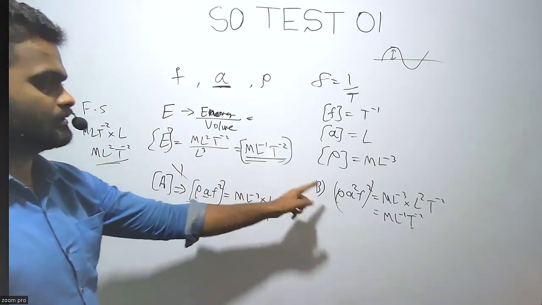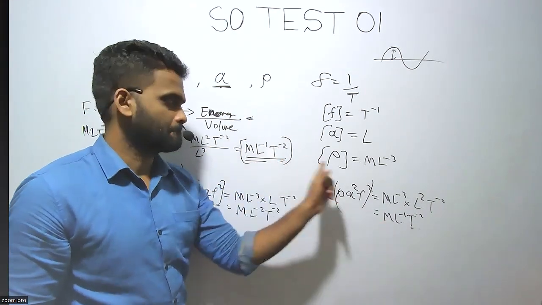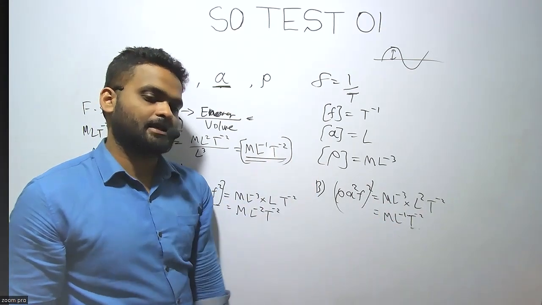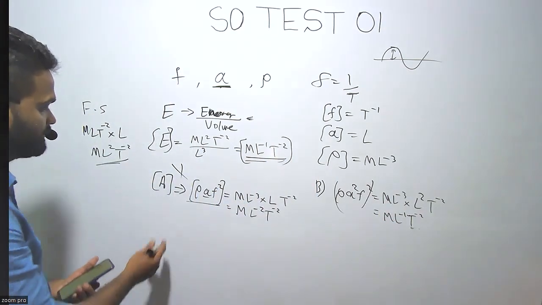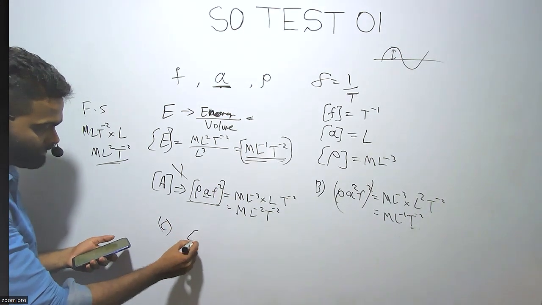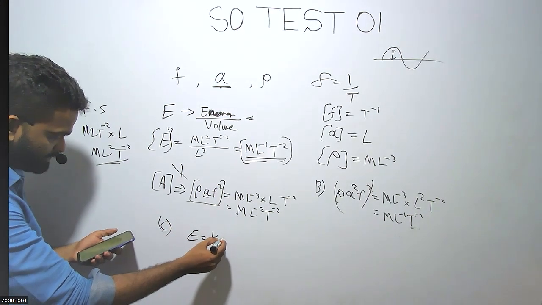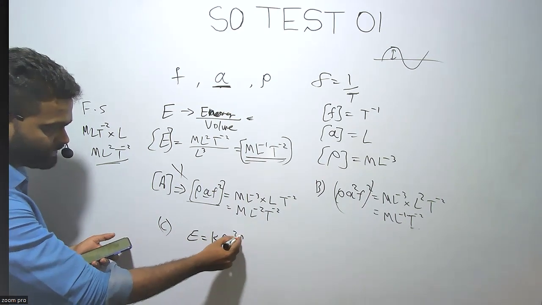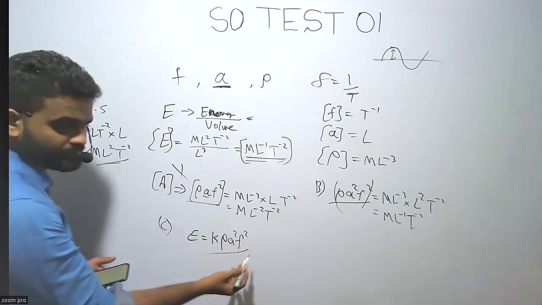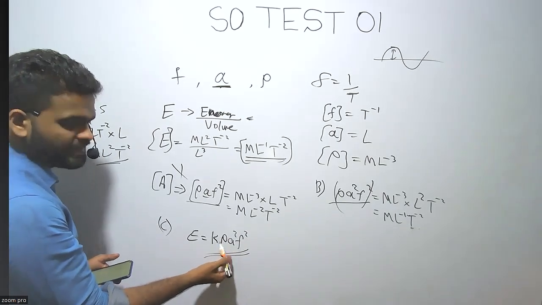Okay. Those two match. Correct. So that is, B is a correct equation. Then we'll move on to C. Here we have a dimensionless constant, right? Rho A squared F squared. If you check these two equations, they are the same equation.